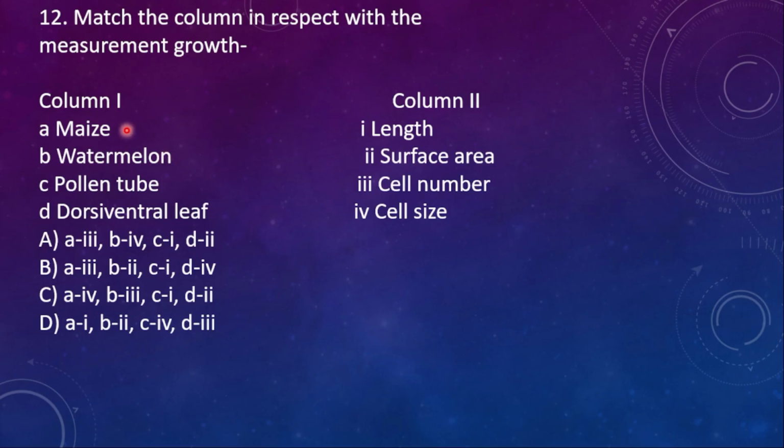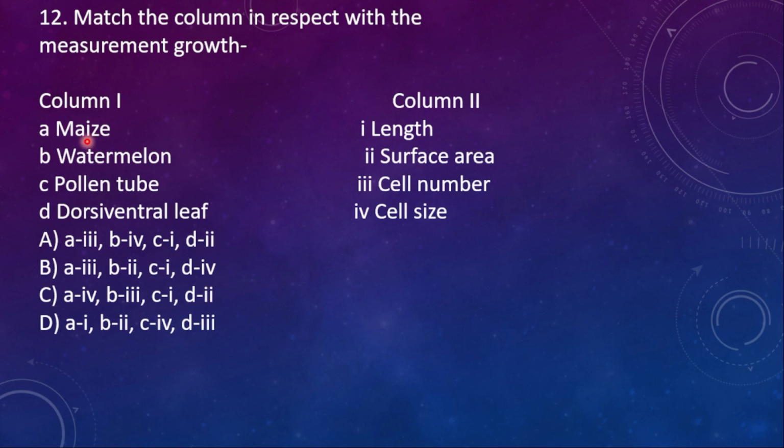Watermelon, maize, how can you measure? You can measure by cell number, isn't it? And then pollen tube by length. So C is 1. C is 1 means A, B, C. Dorsiventral leaf by surface area. D is 2. D is 2. C is 1, D is 2. Either it may be A or either it may be C. Among these two the answer will be right.